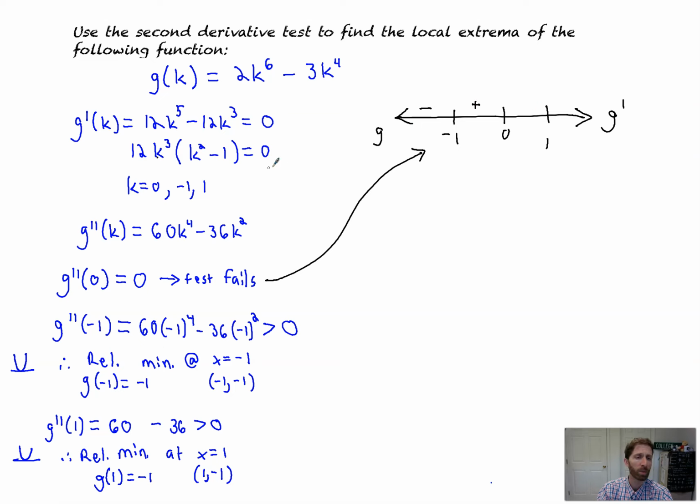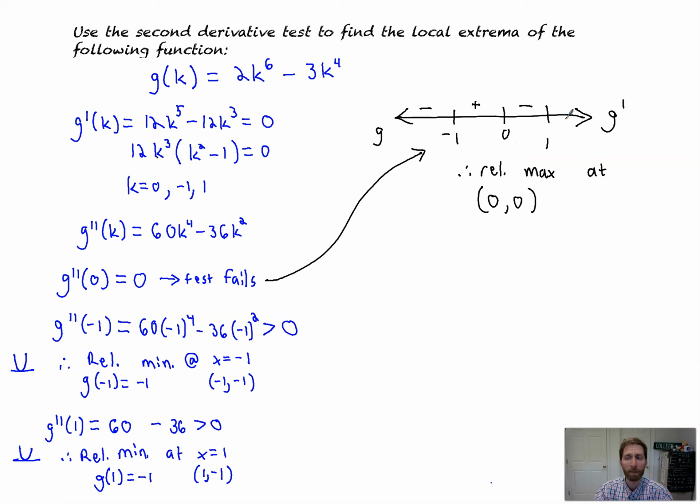How about to the right of 0? We'll plug in 1/2. Cubed is positive. Squared minus 1 is negative. Again, testing 1/2 gives us a negative. And we then, therefore, have a relative max at x equals 0. Plug it in and you'll get 0. So we got a relative maximum at 0, 0. That's via the first derivative test.